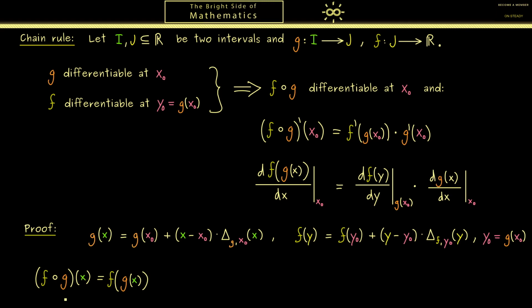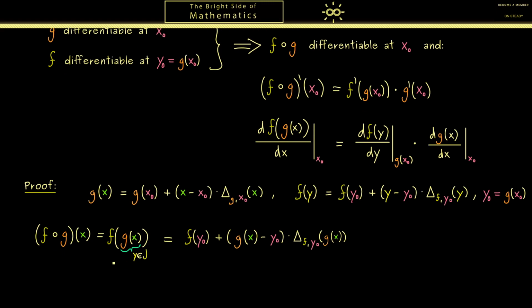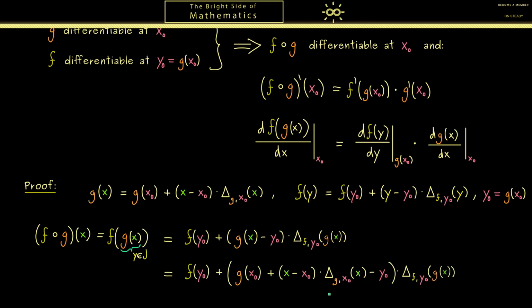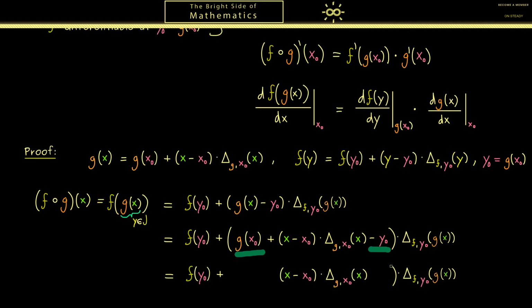So let's look at the composition at a given point x. Now the first thing you should see is that this g(x) is a point y in the interval J. Or in other words, we simply can use this formula we have for f. The only thing we change is that y is now g(x). So you see, since g(x) comes in here, we can substitute it with the formula we have for g. Hence we also get the term x minus x0 we need for the composition. So now we have added these terms here and you can immediately see g(x0) and y0 cancel out. Therefore we see what remains is exactly what we want.